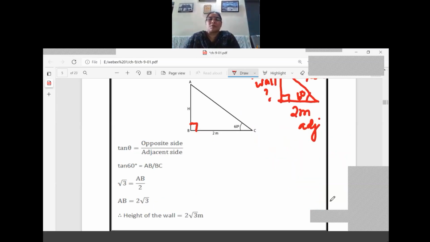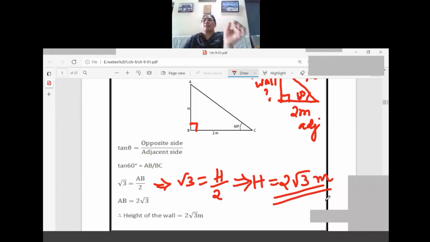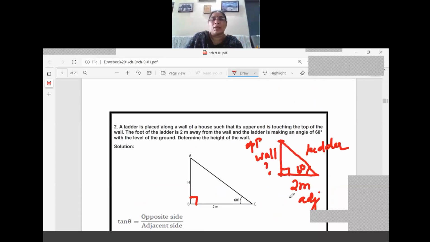So tan 60, what is the value? Root 3. And AB by 2, what is AB? AB is h for us. So here we can write root 3 equals h by 2, which implies, cross multiplying, h equals 2 root 3. Again the same concept I have given, so you can get the idea how to use this. So listen once again. Now this position of the ladder is AC, and this is the wall.